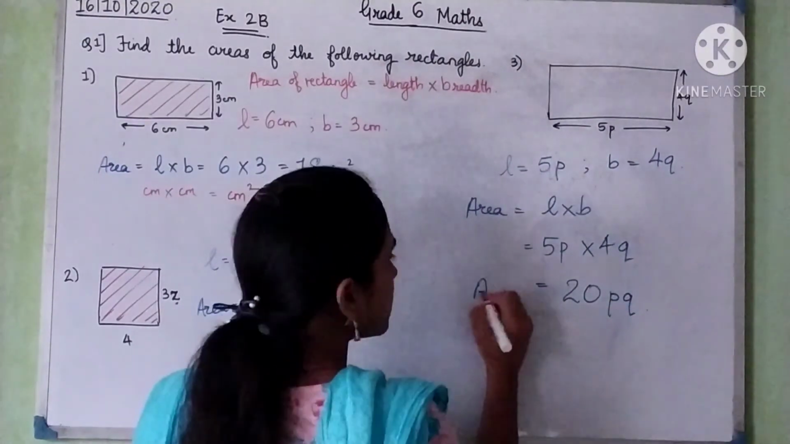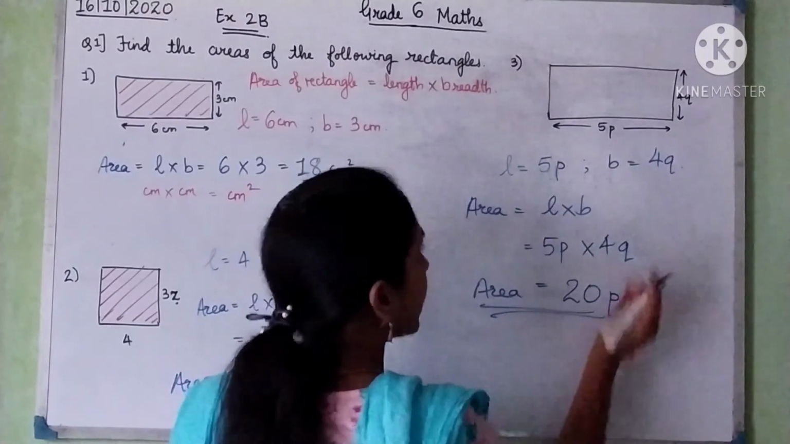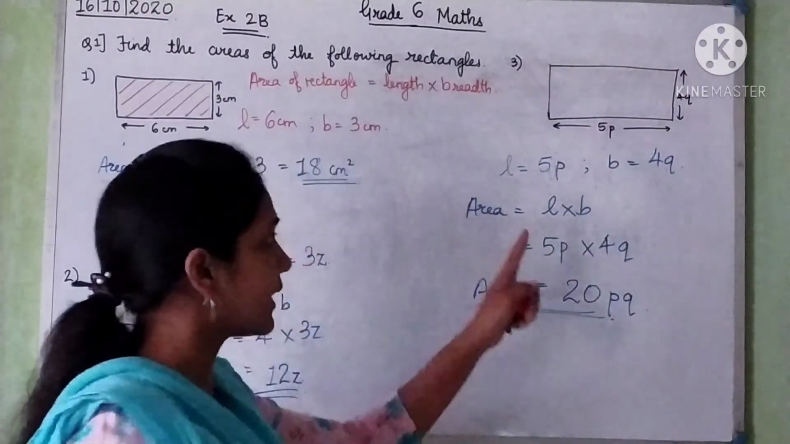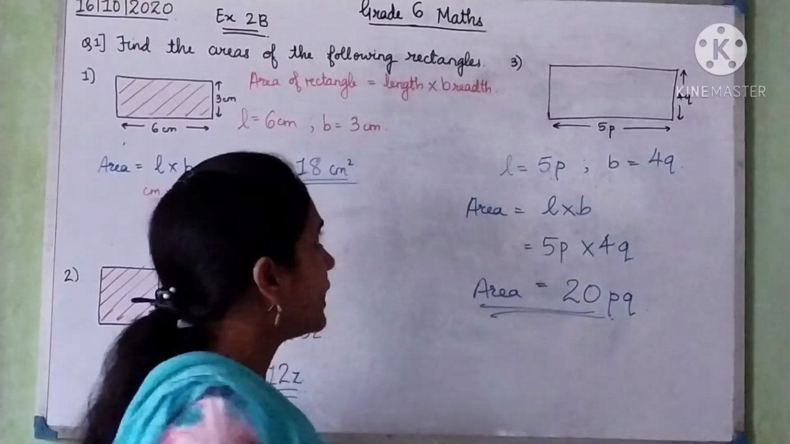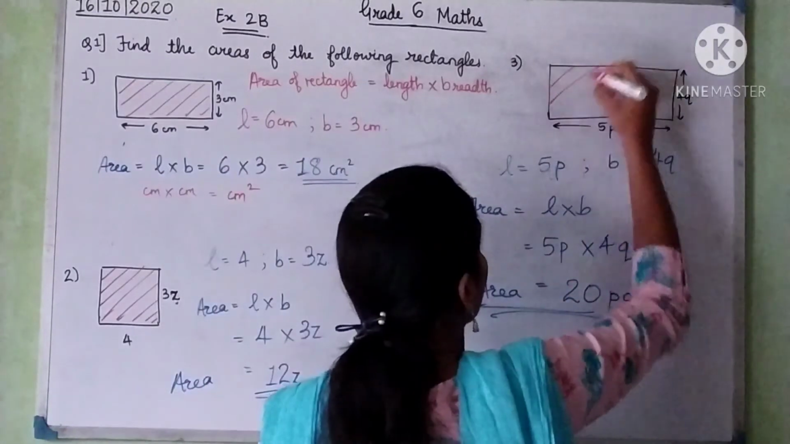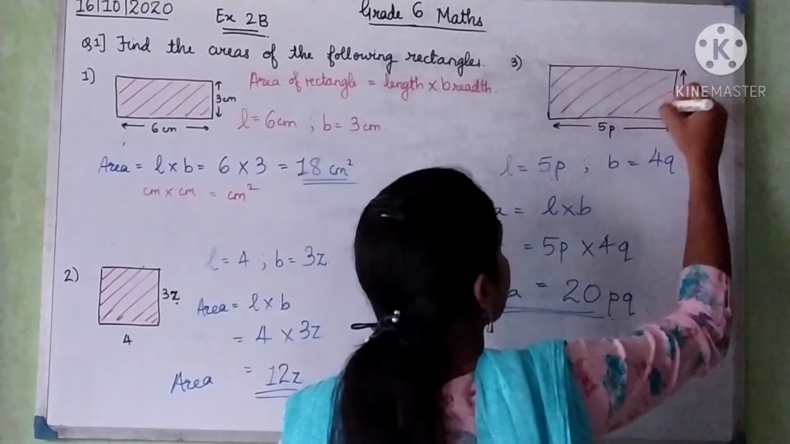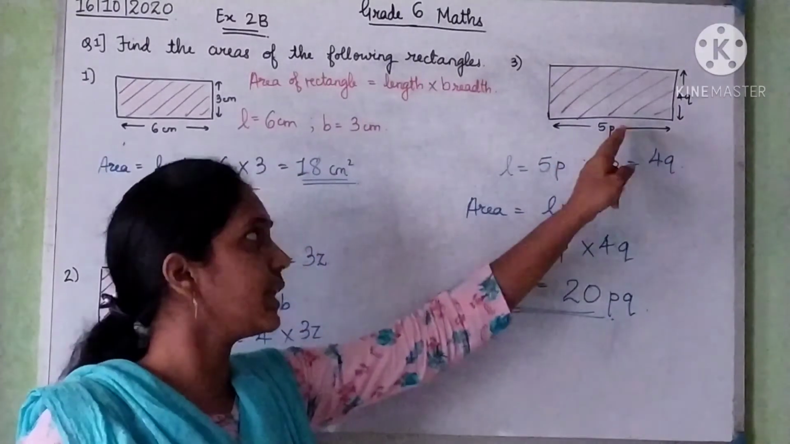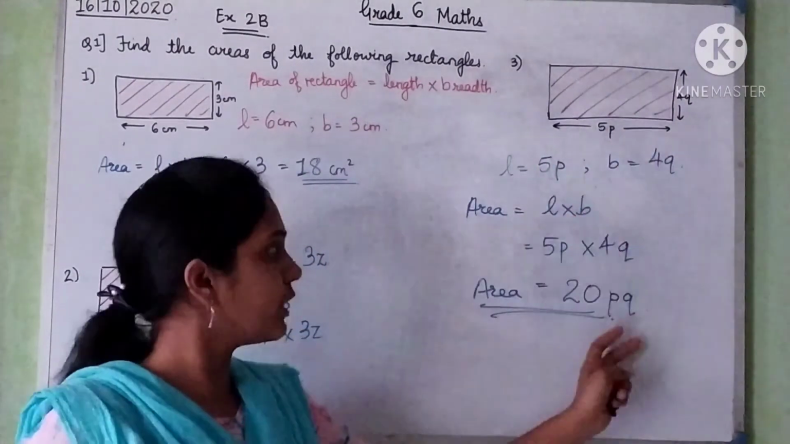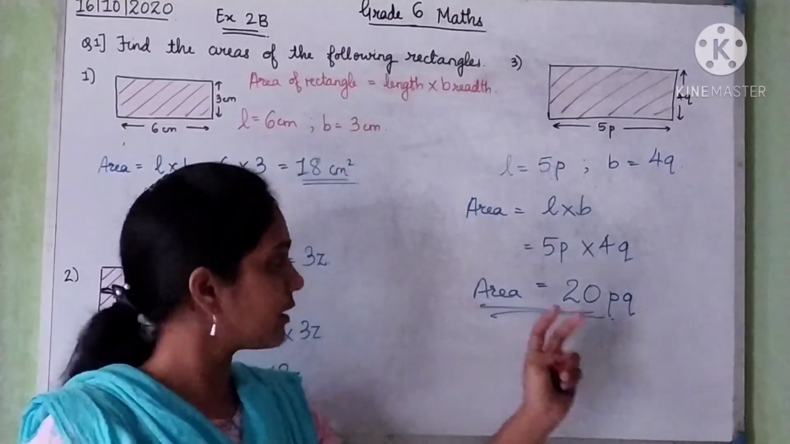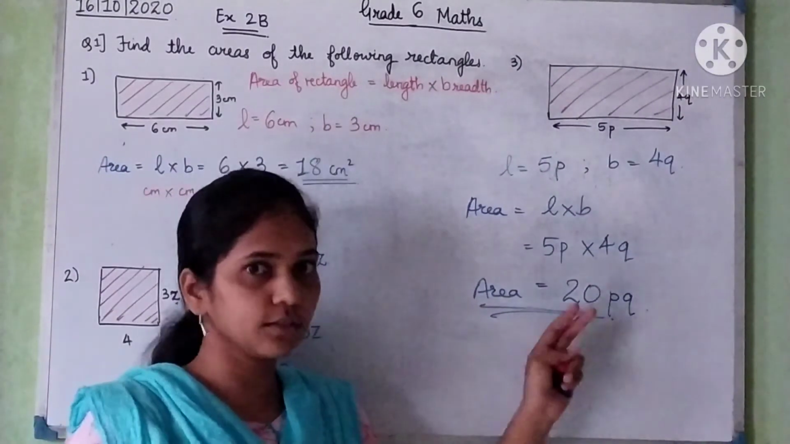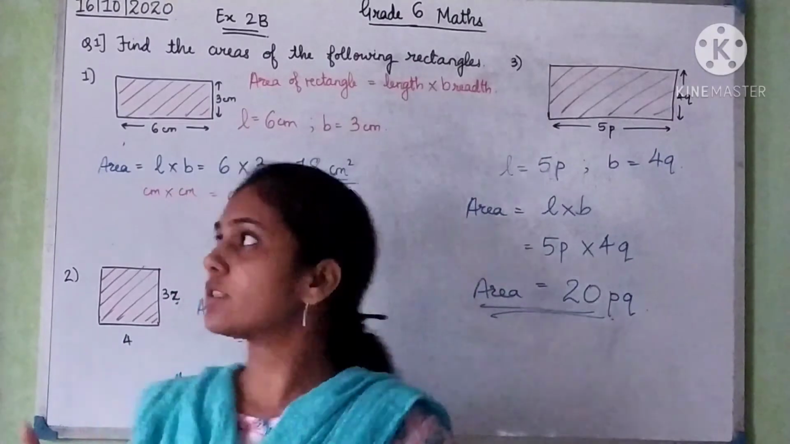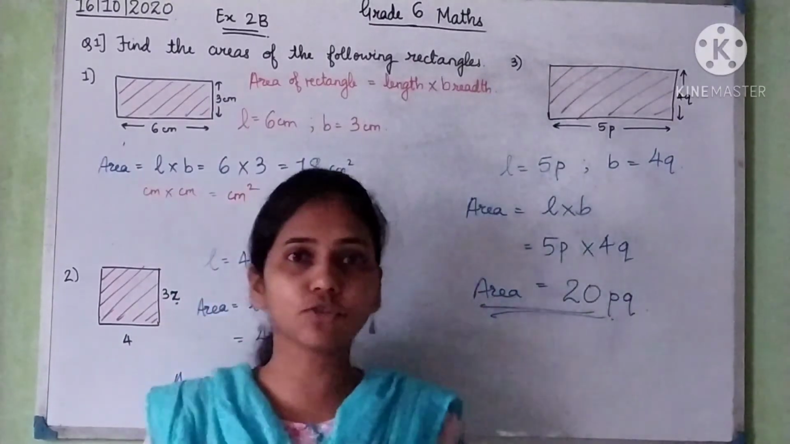Okay. So this is the area of this given rectangle. The area for this rectangle is 20 pq. The area means this much portion that the rectangle covers. Okay. So this is the area. Here also they had not given us the unit. So we don't put the unit here in the answer. We just write the main answer. It is 20 pq. Okay. So this was the first question. We had to find the areas of the given rectangles.